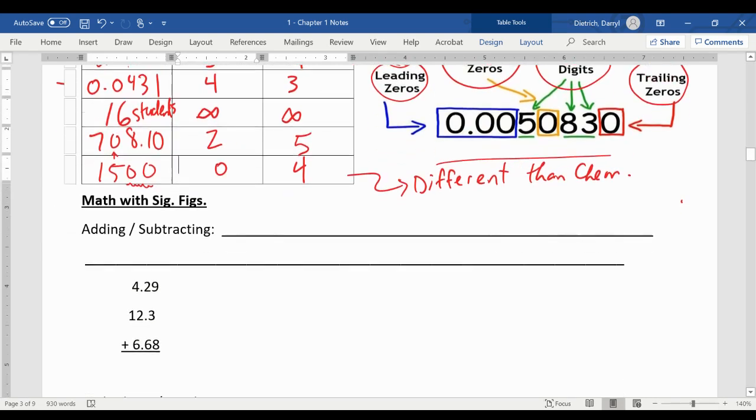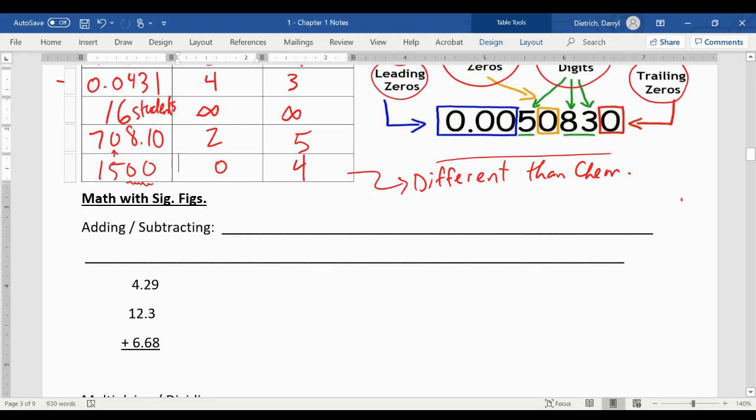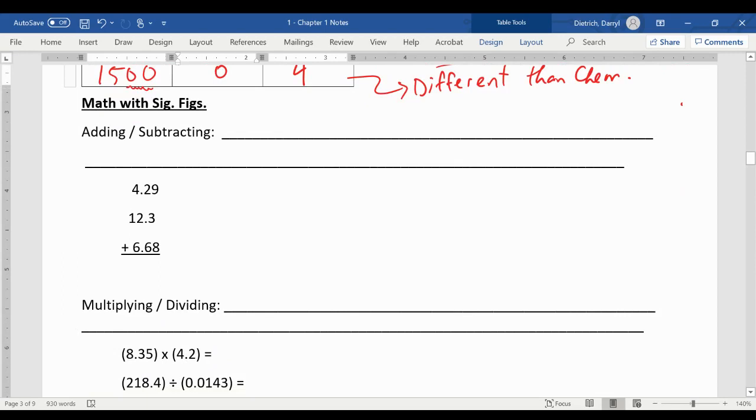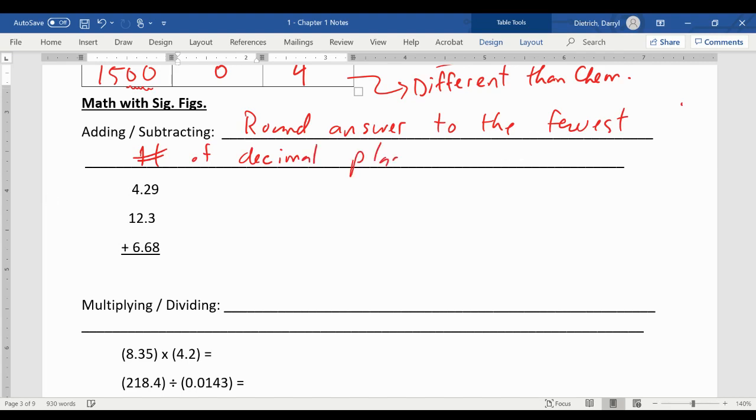Okay, so now if we start to think about doing some math with sig figs, when we add and subtract with sig figs, you're going to round your answer to the fewest number of decimal places. Fewest number of decimal places.